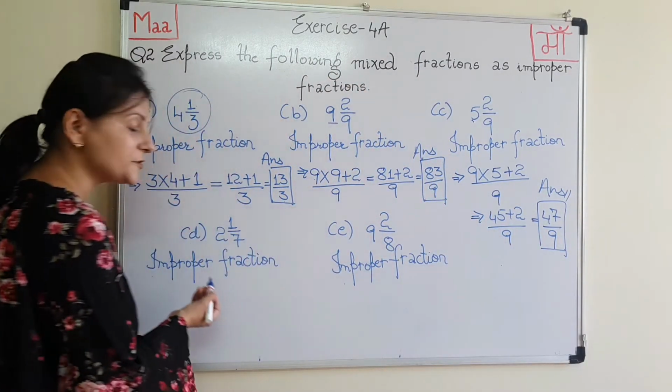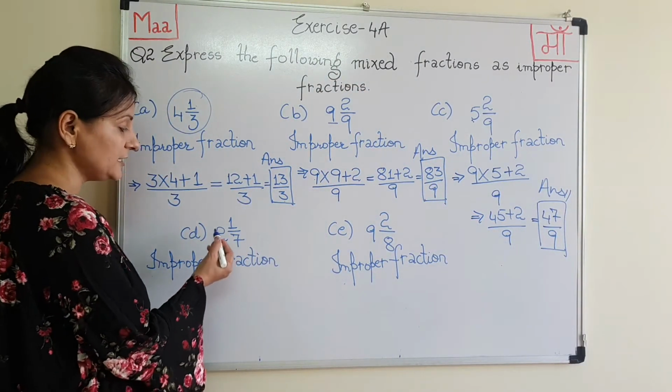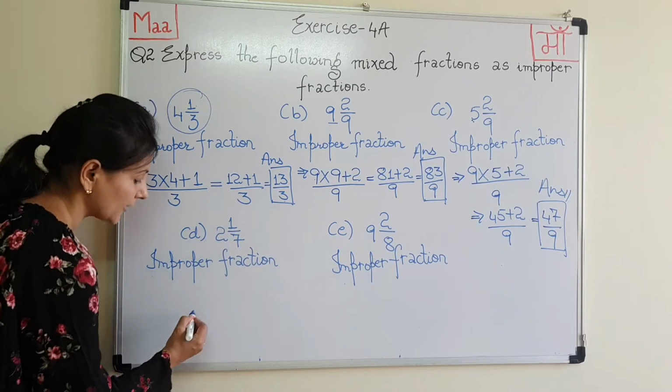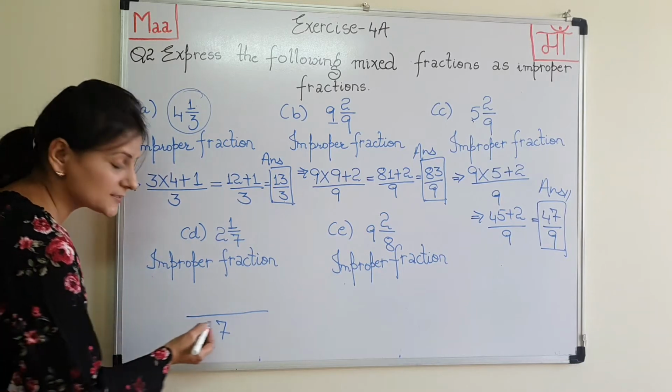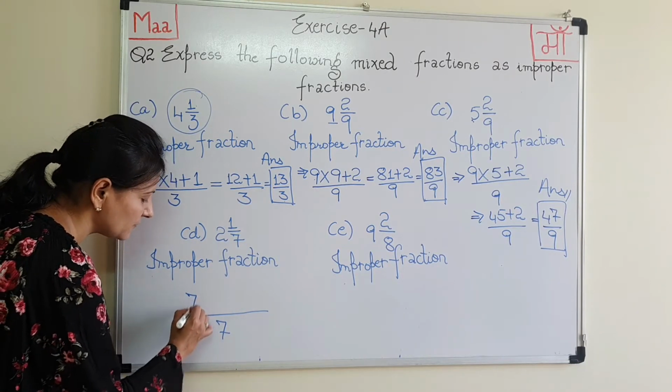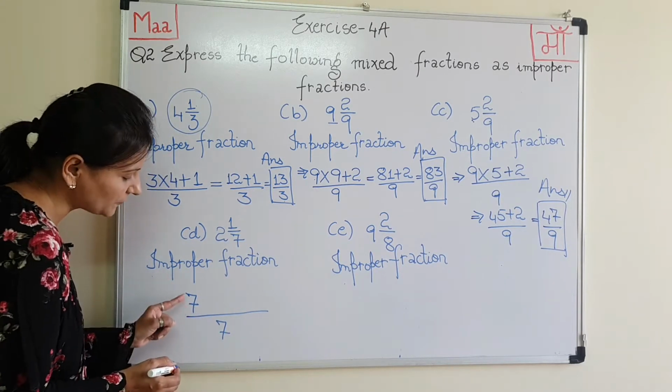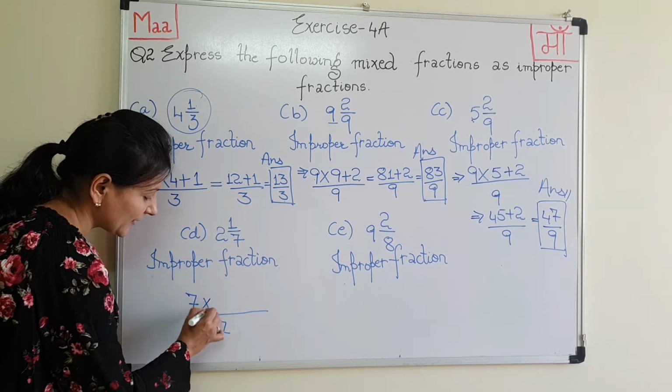Okay. Move on to the next part, that is part D. 2 1 upon 7. Again, the denominator 7 will come as it is. The same number 7 will come in the numerator also. After the first number you have to put a multiplication sign.